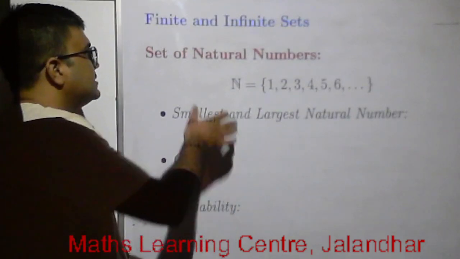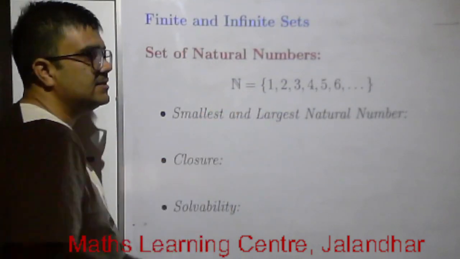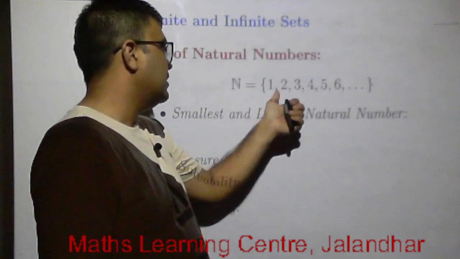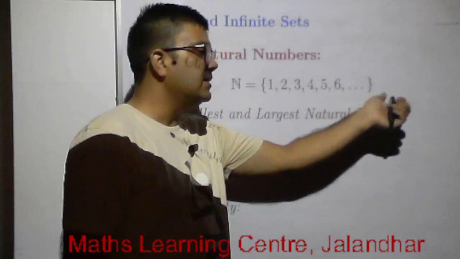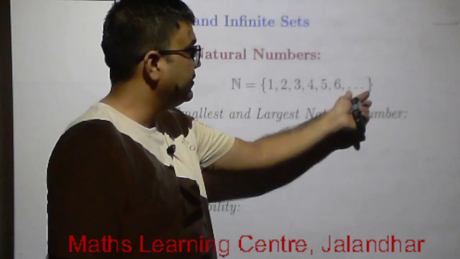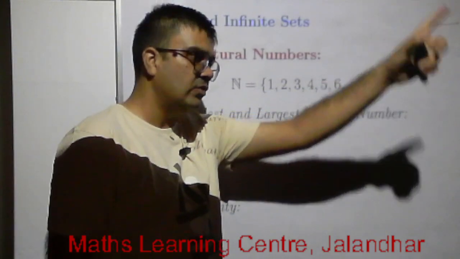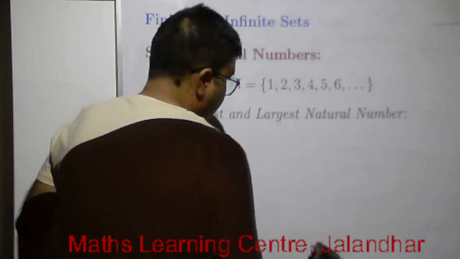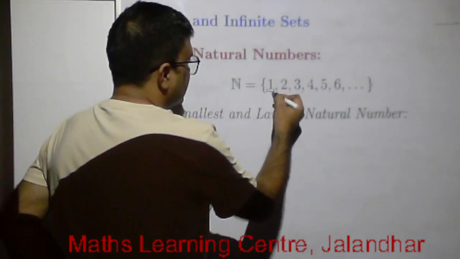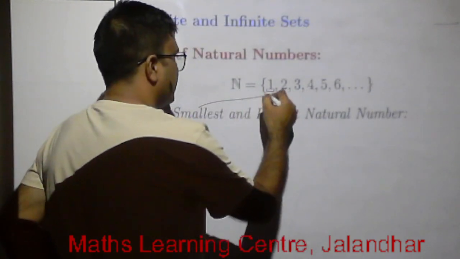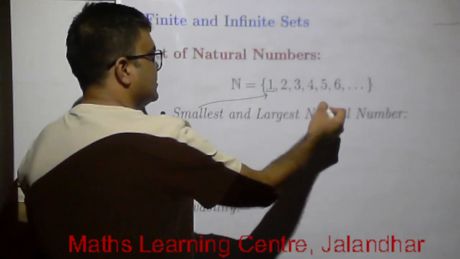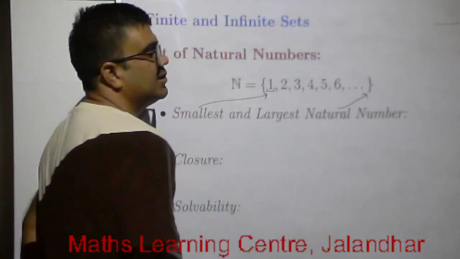We are saying the set of natural numbers is represented with N, and it consists of the elements 1, 2, 3, 4, 5, 6 and so on. These three dots when we put them over here mean "and so on." They will continue like this. So if we talk about the smallest natural number, this is 1.